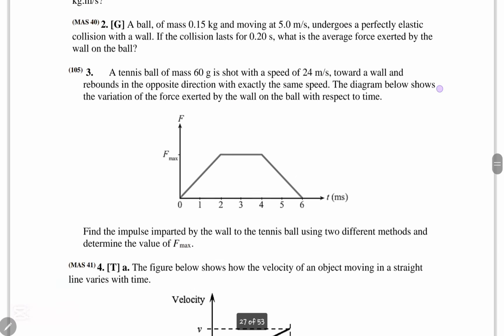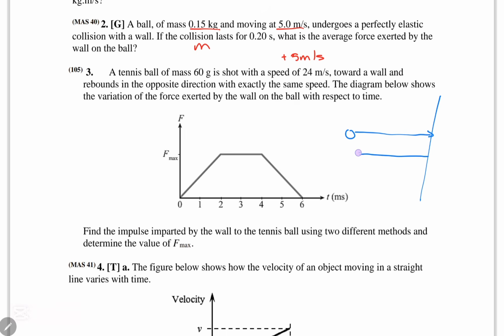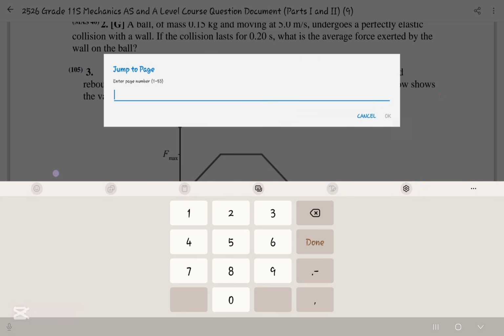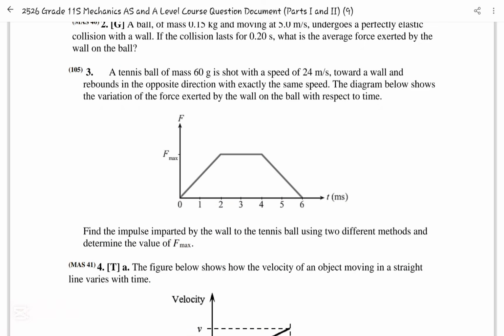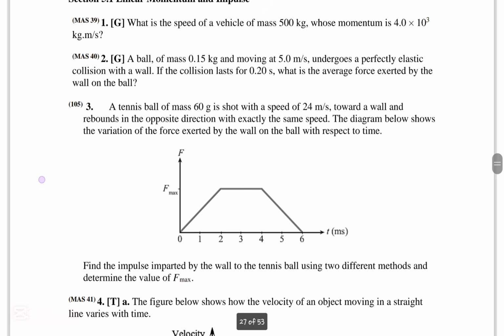We'll now move on to question 2. A ball of mass 0.15 kg and moving at 5 meters per second undergoes a perfectly elastic collision with a wall. So mass 0.15 kg, moving initially 5 meters per second. It undergoes a perfectly elastic collision. What does perfectly elastic mean and perfectly inelastic mean? When they say perfectly elastic, this was the ball, it was flying and it hit, and it rebounds at the exact same speed without losing any of its kinetic energy. Now, notice how I said it rebounds with the same speed, not the same velocity, because they're going in opposite directions, alright? So before I continue, let's get you familiar with the inelastic and elastic collision.